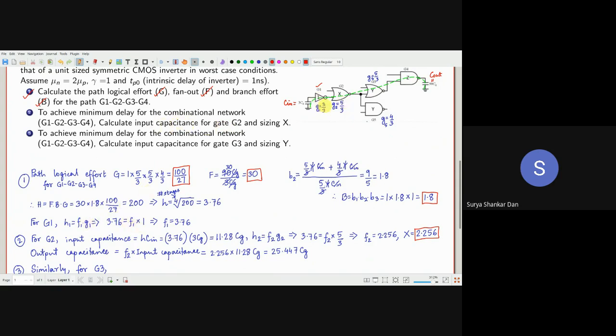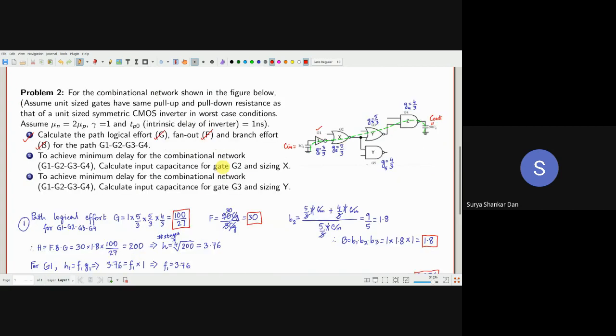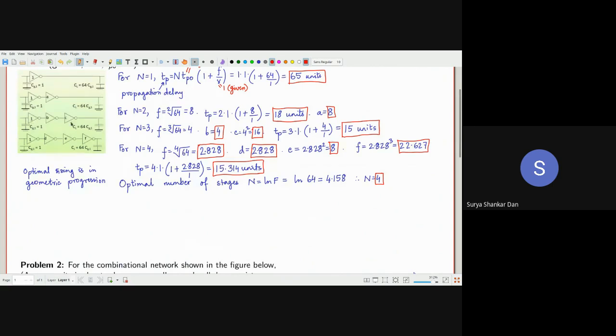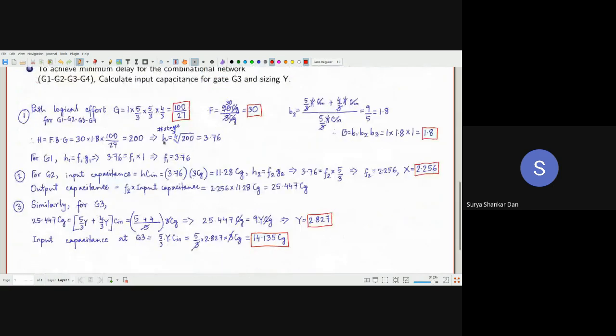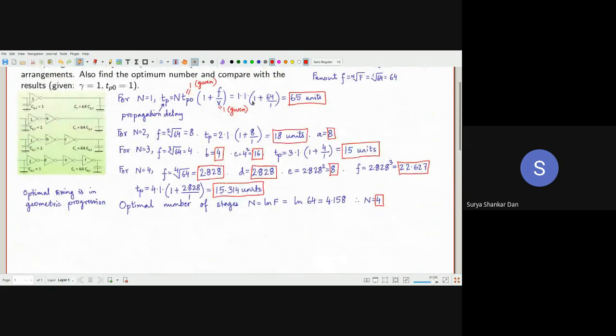G1 is 1 here. That is, G1 is the logical effort for the inverter. So F1 is equal to 3.76. Okay, as I said, H and F are going to be the same. In the first case, if you notice, they were all inverters, so the logical effort was always 1. So H and F will always be the same in the first problem.